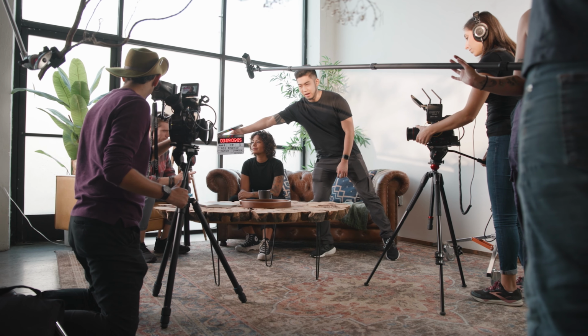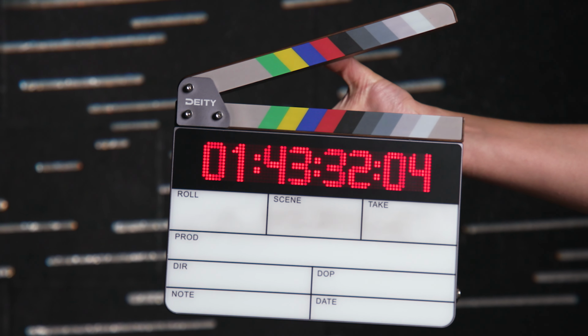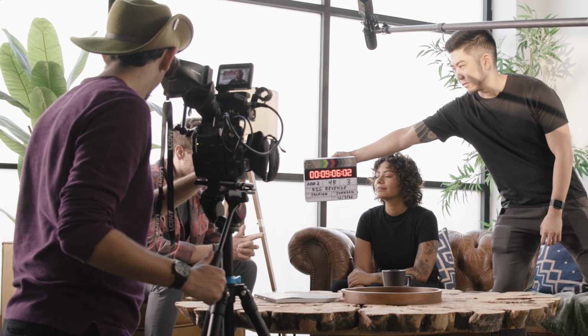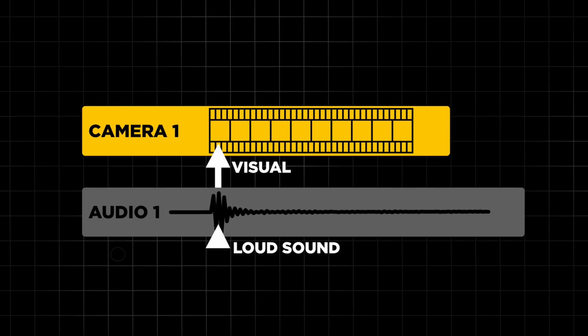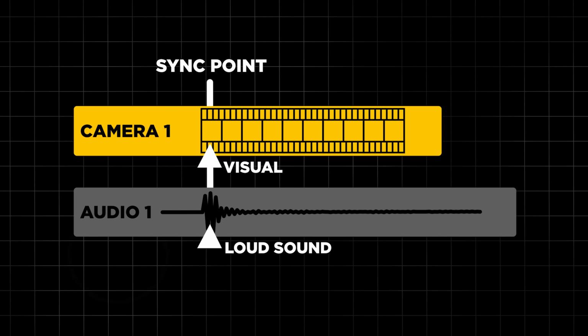In its simplest form, a slate is how you sync cameras and audio recorders. This mark is something that not only can be seen in your camera, but can be heard in your audio waveforms, giving you a precise frame where the two can be synced, making the post-process all the easier.